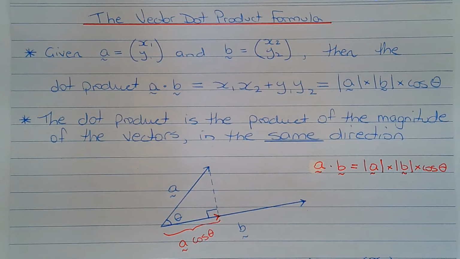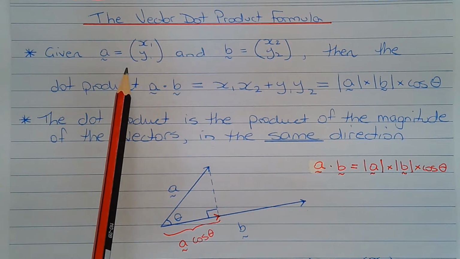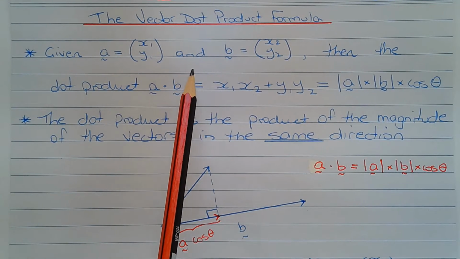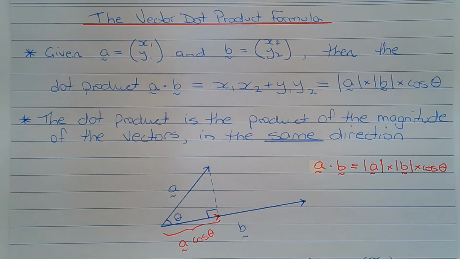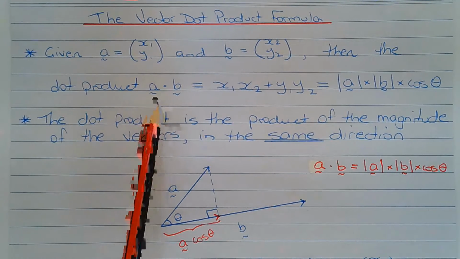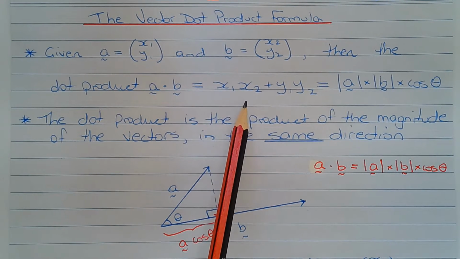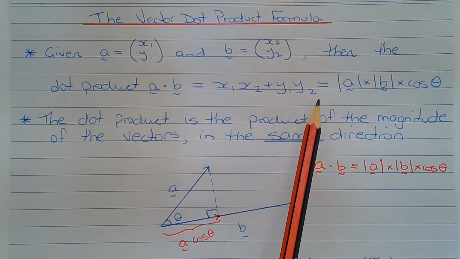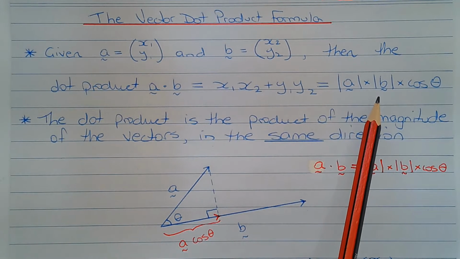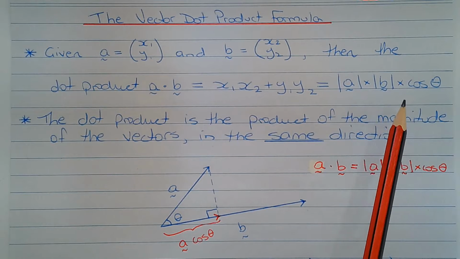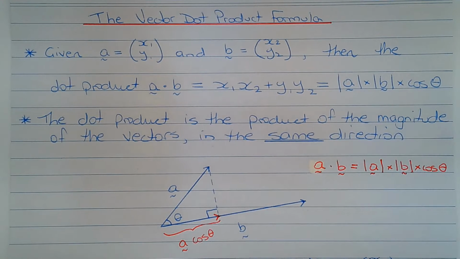The vector dot product formula. Given vector A is x1, y1 in component form and vector B is x2, y2, then the dot product, vector A dot vector B, is equal to x1 x2 plus y1 y2, which equals the magnitude of vector A multiplied by the magnitude of vector B multiplied by the cosine of the non-reflex angle between the two vectors. The dot product is the product of the magnitude of the vectors in the same direction.